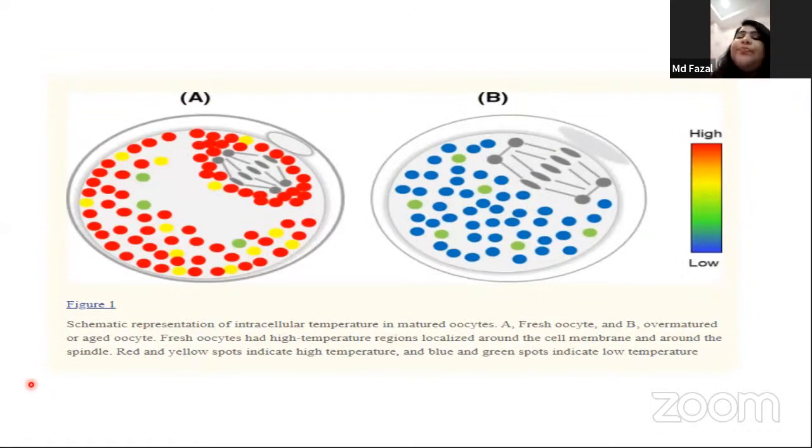So as you can see, this is before, at the time of metaphase. The cell had a higher temperature because it had to hold all the chemicals and everything. Once the mature M2 oocyte has started its alignment, the temperature has come down, so it has become blue. So you can see the quality of development and everything from the intracellular temperature. Next slide.